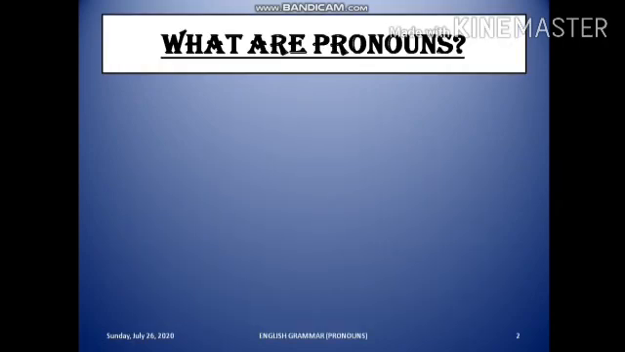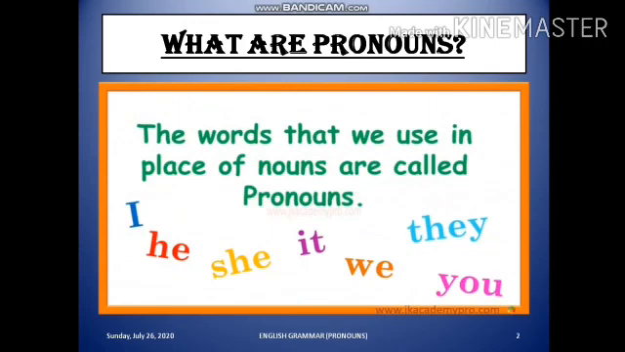Now let's learn what pronouns are. The words that we use in place of nouns are called pronouns. I, he, she, it, we, they, you. These all are pronouns.